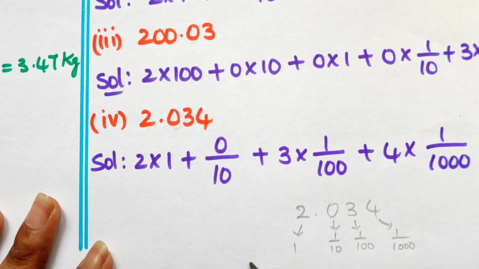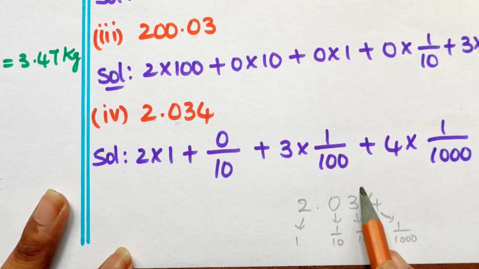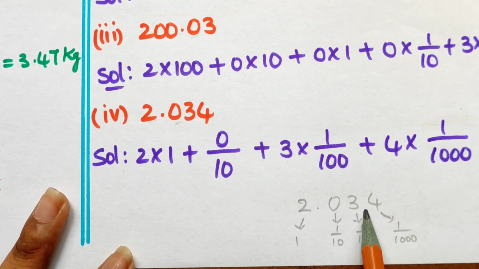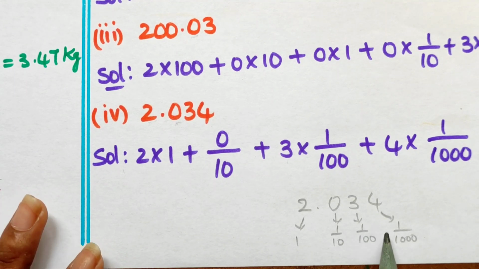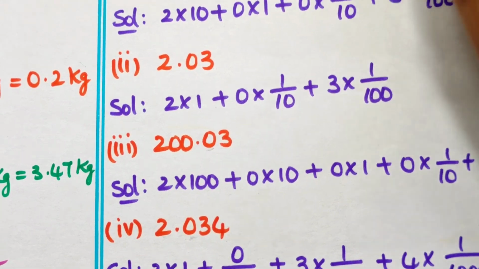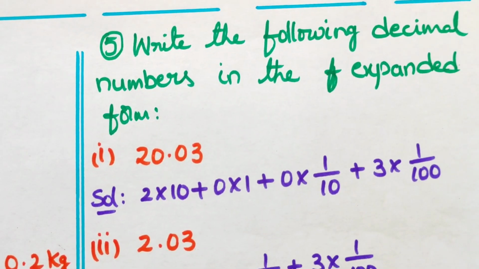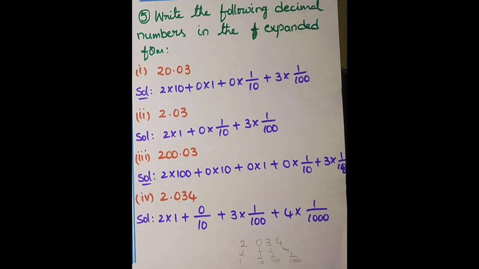See here 2 is in 1's place and 0 is in 1 by 10, that is the 10th place, and 3 is in 100th place, that is 1 by 100, and 4 is in thousandth place, which is 1 by 1000. So with this fourth bit and fifth problem both get completed. Is it clear, friends?